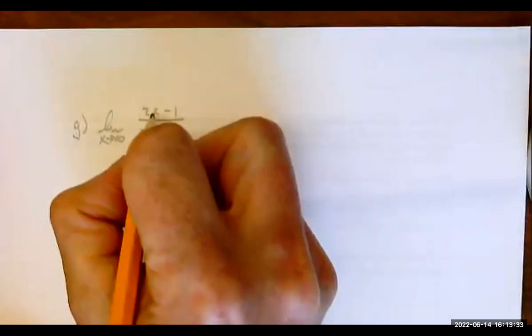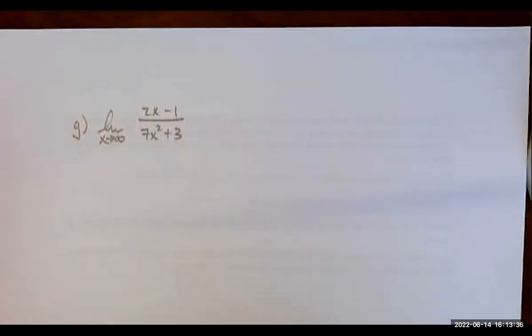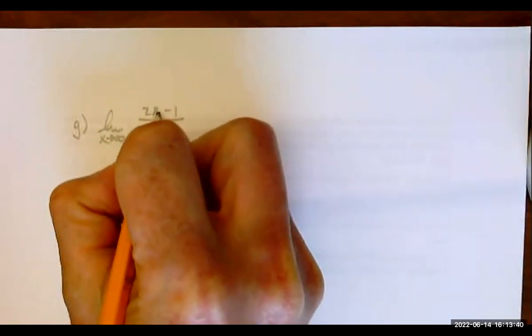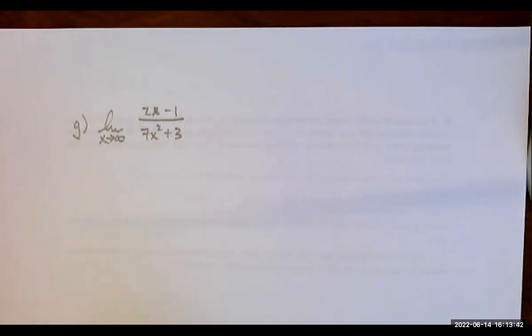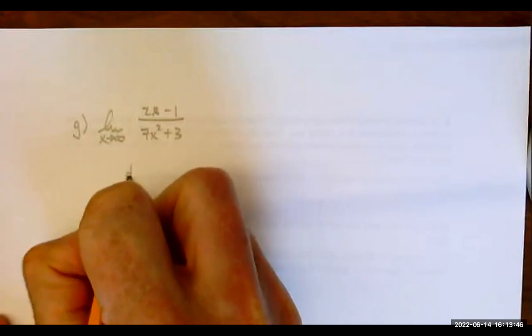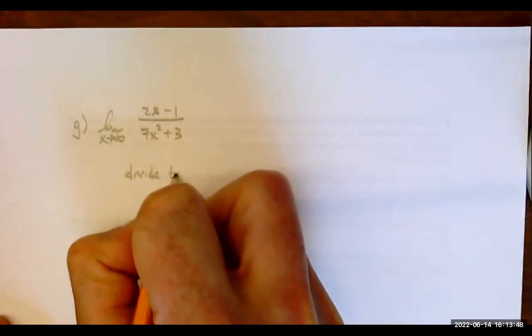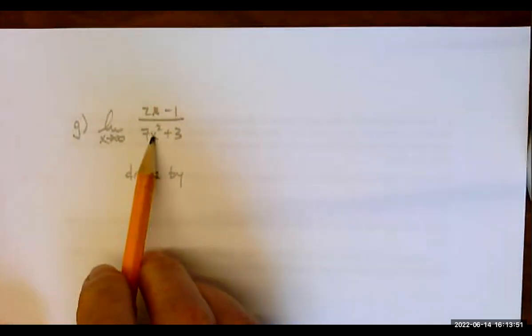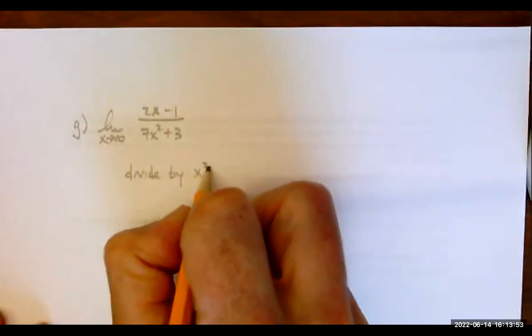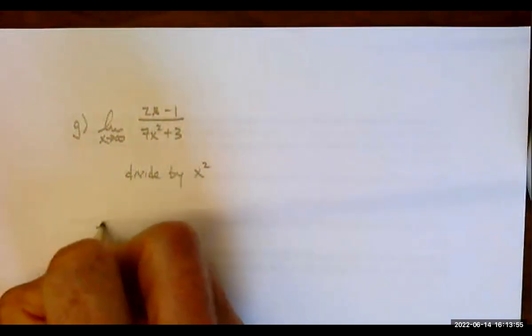Now we've got this rational function, right? If we tried to plug in infinity, it would still be infinity over infinity. But our answer this time is going to be different. What are we going to divide everything by? Well, the highest power of x in the denominator is x squared. So we're going to divide each term by that.